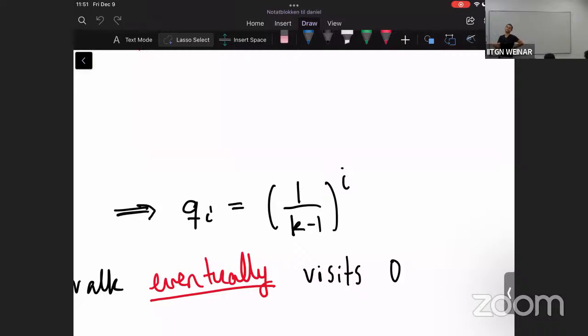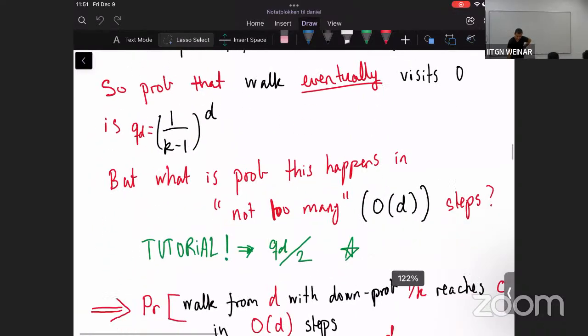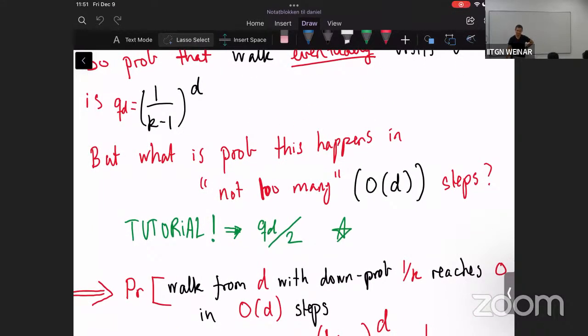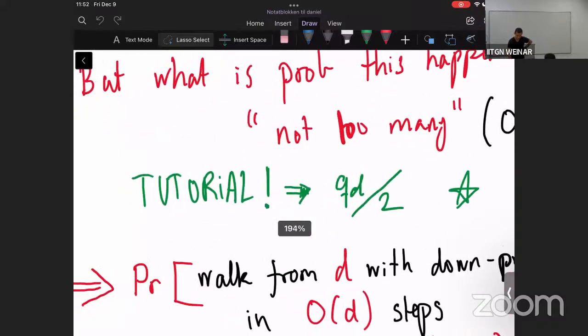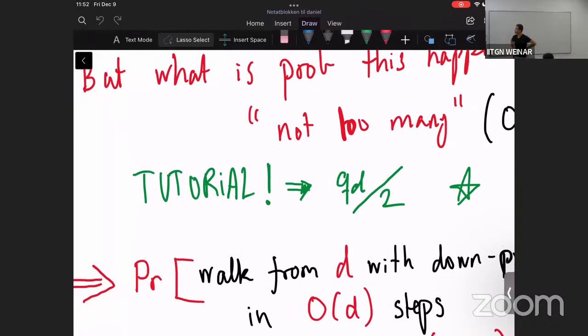But we can't run our local search algorithm forever. We want to run it for n squared steps, or polynomially many steps in n. So what we really want to figure out is the probability that you reach 0 in not too many steps, let's say order d steps. In the tutorial, I'll have you prove that this probability is actually Qd over 2.